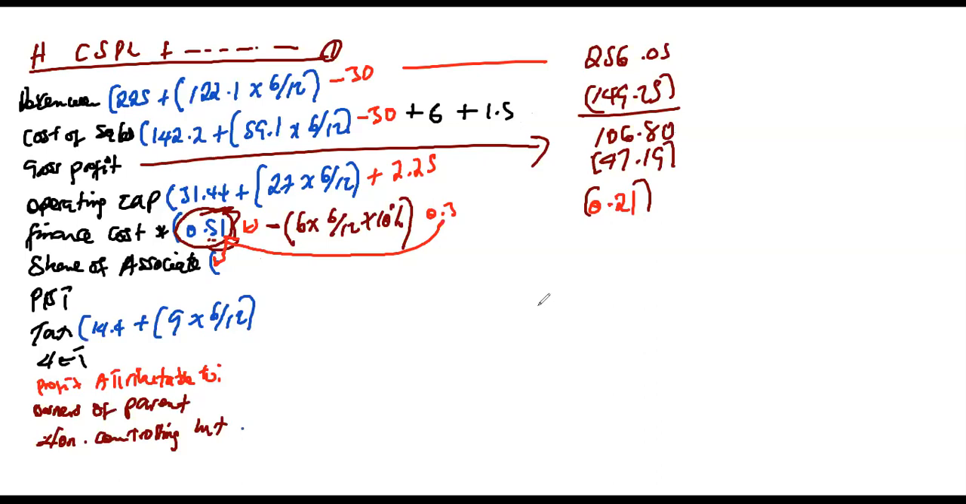Now we come to the part where we're supposed to add what? The share of profit for who? For the associate. So the associate also must share its profit, so that it can be taxed also. What do we do? How much was the profit for the associate? We simply go and pick it up.